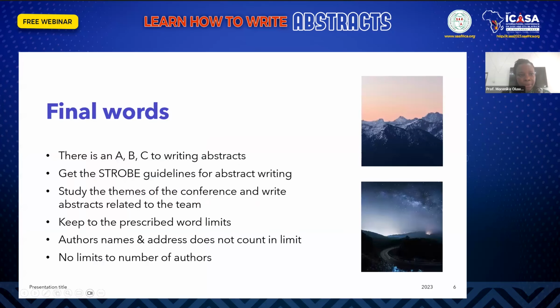Just a few things to note: once you acquire the skills, writing an abstract can be as simple as ABC, because there's a formula to it. What you are doing at the start of this series of abstract writing is to acquaint you with the skills of writing abstracts. There's a formula, that's what is expected. And therefore, acquiring the knowledge and skills about the formula and what is expected enables you to write an abstract that matches up with the requirements for any conference.